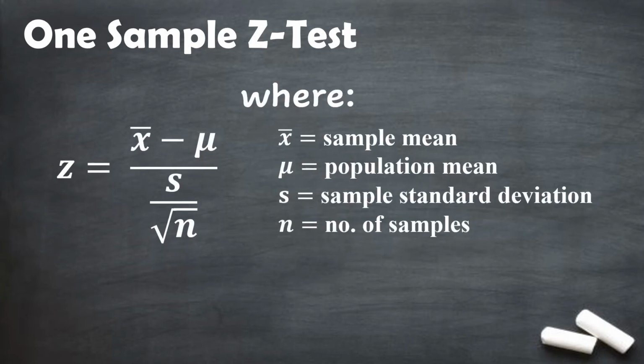This formula is also a formula under one sample z-test, but as you can see for this one, you will only use this if the given standard deviation is the sample standard deviation. Again, if the given standard deviation is for the sample, then you have to use this formula.